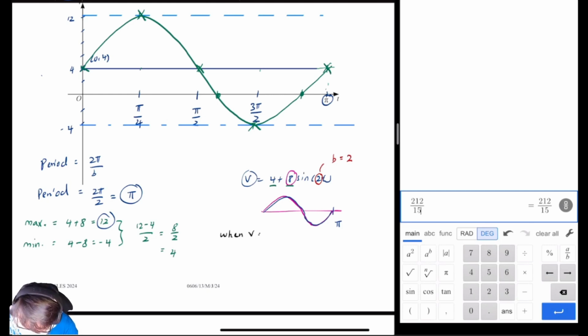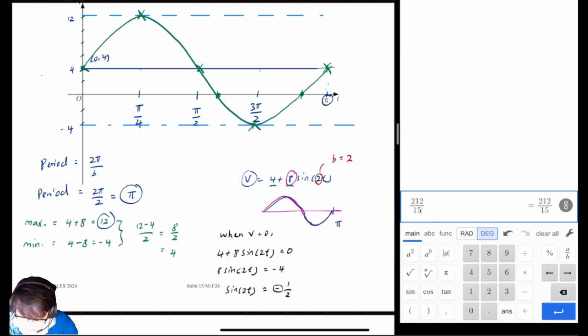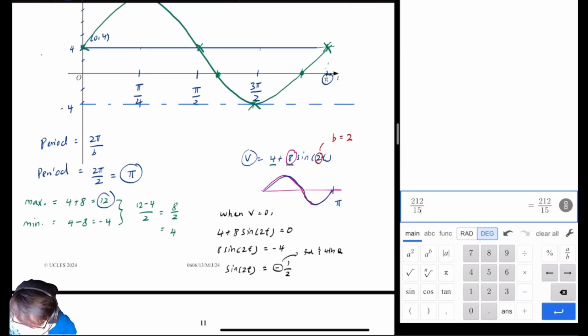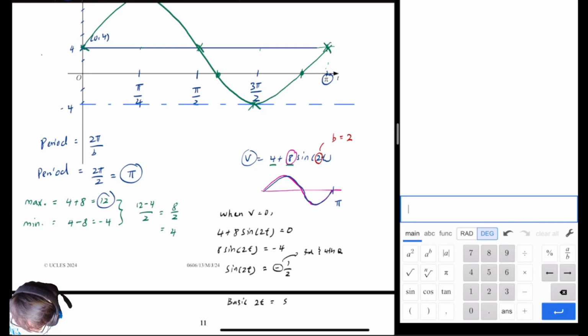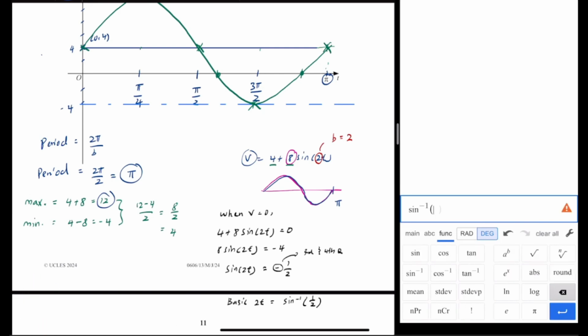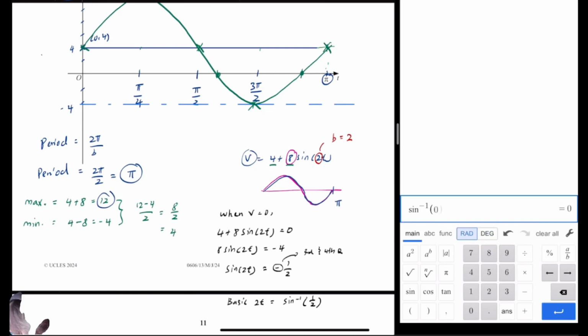When v is equal to 0, what is my t? So 4 plus 8 sine 2t is equal to 0. So 8 sine 2t, you'll be dealing with minus 4. Sine 2t, in overall, that will be negative 1 over 2. So negative here means that you'll be playing around with the third and fourth quadrant. So the basic 2t, now I see why it's 5 marks. Basic 2t, remember when you're taking basics, please just put sine inverse 1 over 2 without the negative inside, right? So sine inverse, in radians, 0.5.